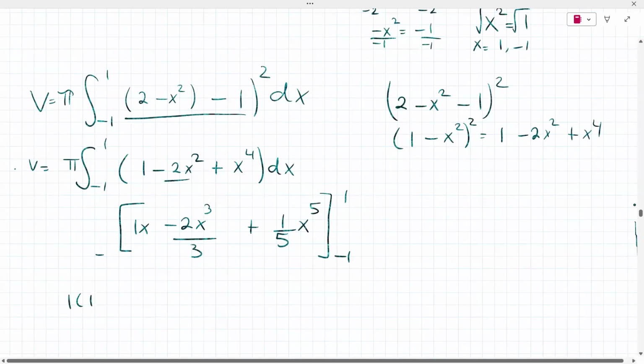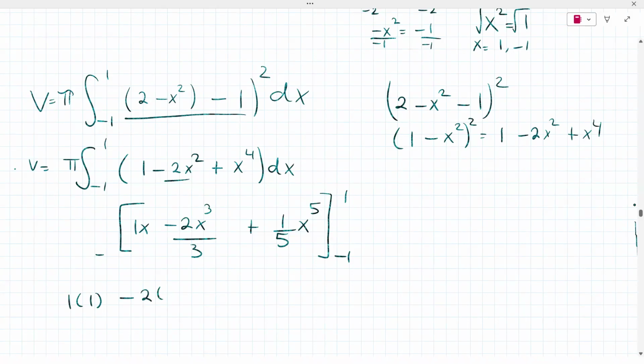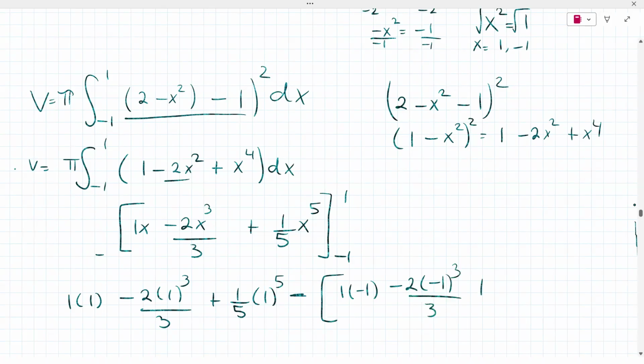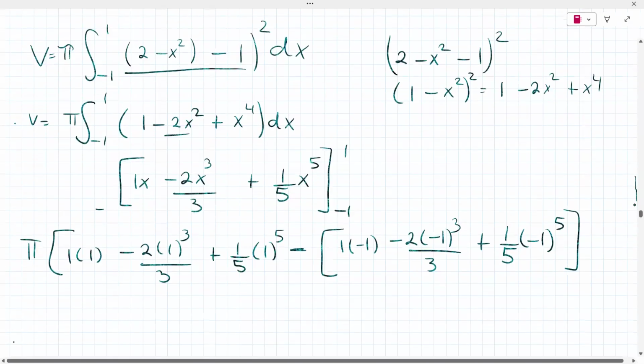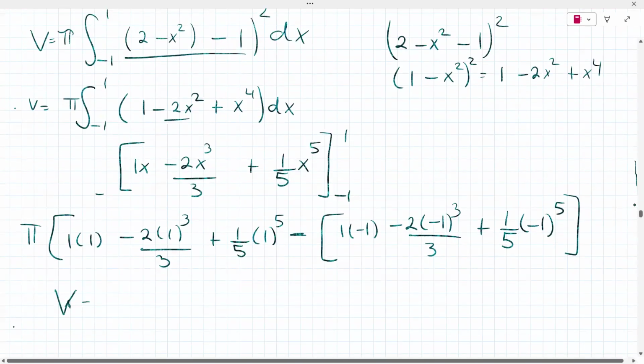So it's going to be 1 times 1 minus 2 times 1 cubed over 3 plus 1/5 times 1 to the 5th, minus the bracket with 1 times negative 1, and so on. And remember, we still have to factor out a pi. When you do all the algebra, I'm going to save us time. You could do this on your own time, but you should get a volume of 16 pi over 15.